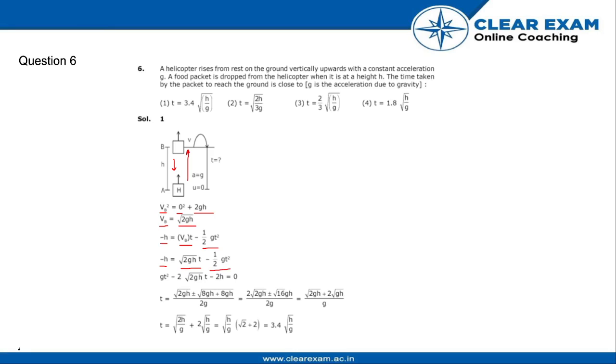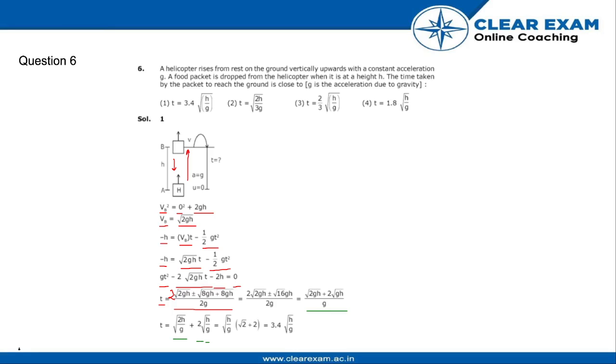We'll multiply the whole equation with 2 and rearrange the terms. So gt square minus 2 into root 2gh into t minus 2h is equal to 0. We'll use the formula to solve the quadratic equation. So t is equal to 2 into root 2gh plus minus root 8gh plus 8gh upon 2g, which gives us root 2gh plus 2 into root gh upon g, which equals root of 2h upon g plus 2 into root h by g.